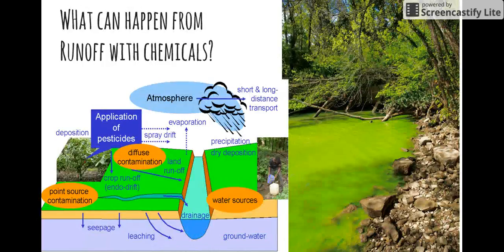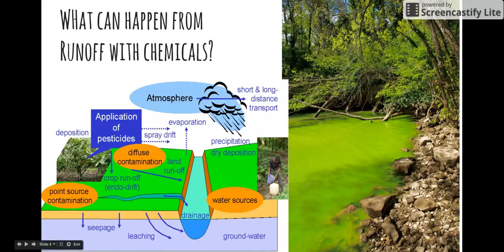So what can happen from runoff with chemicals? If you look here, you see we have this runoff, and we have two different things. There's point source contamination, which is a direct contamination, and then there's things that can get kind of put into with water molecules like pesticides and, like we mentioned before, fertilizer.